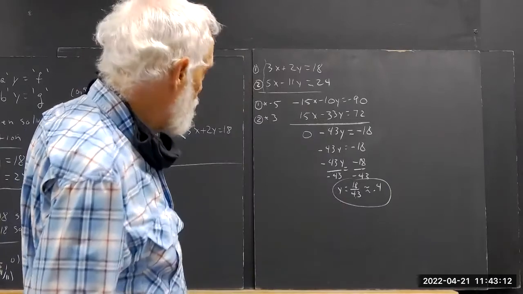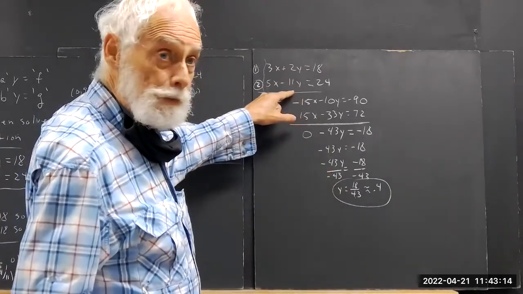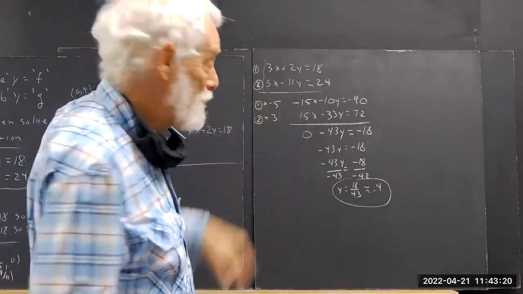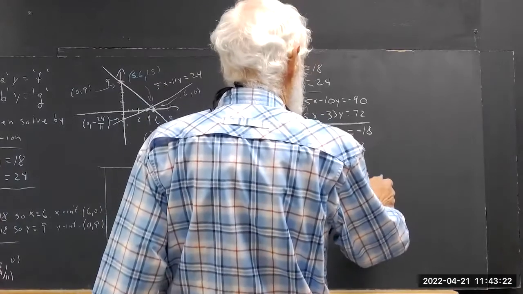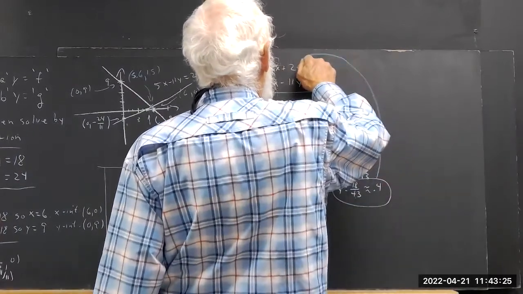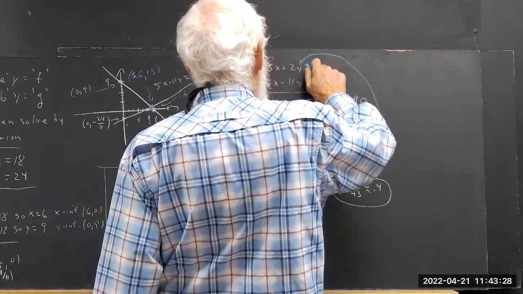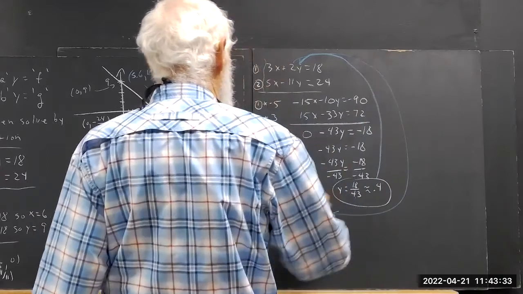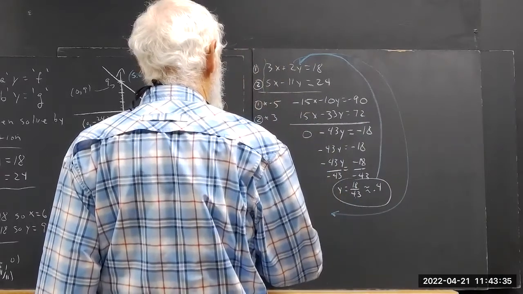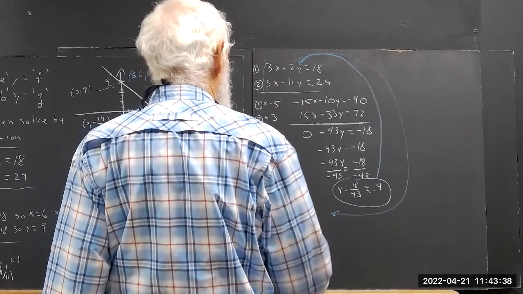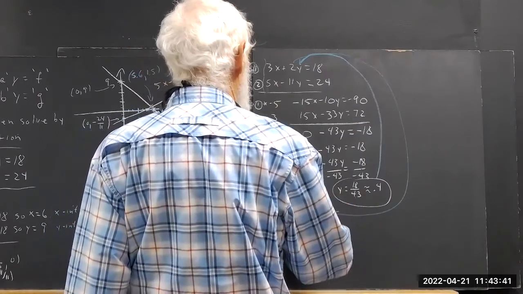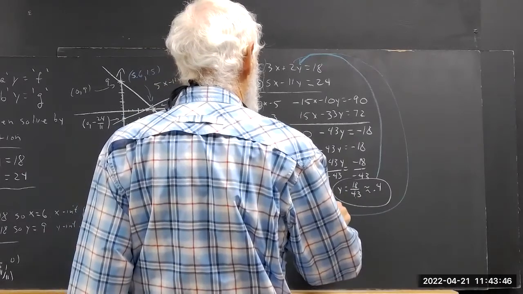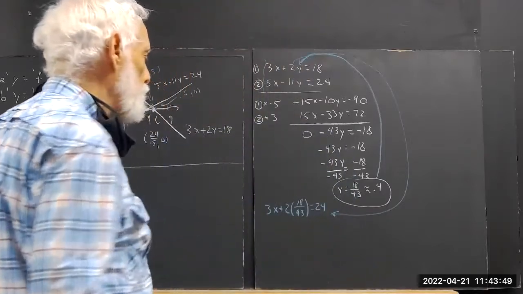Now, I really don't want to take the chance of multiplying this by negative 11, although we get negative 198 over 43. I'm pretty sure that's right. But I'm not going to take that chance. I'm going to plug this in for y here. And that brings me back down to this equation, 3x plus 2 times 18/43 equals 24.